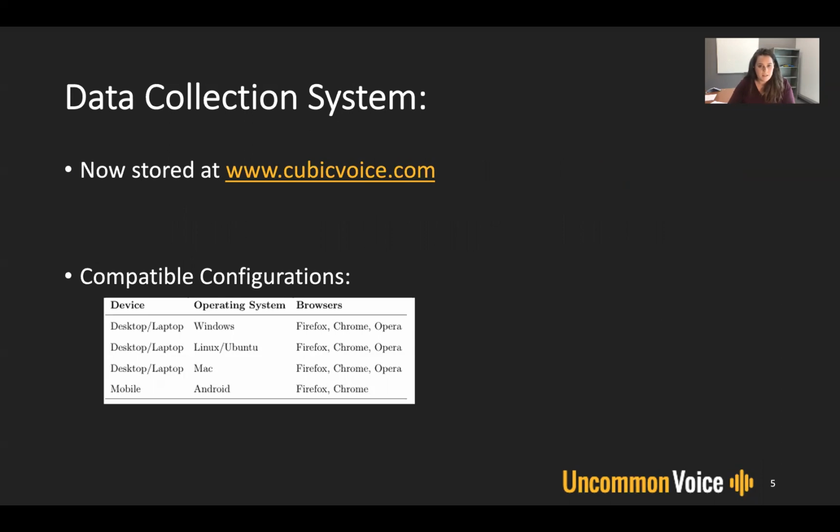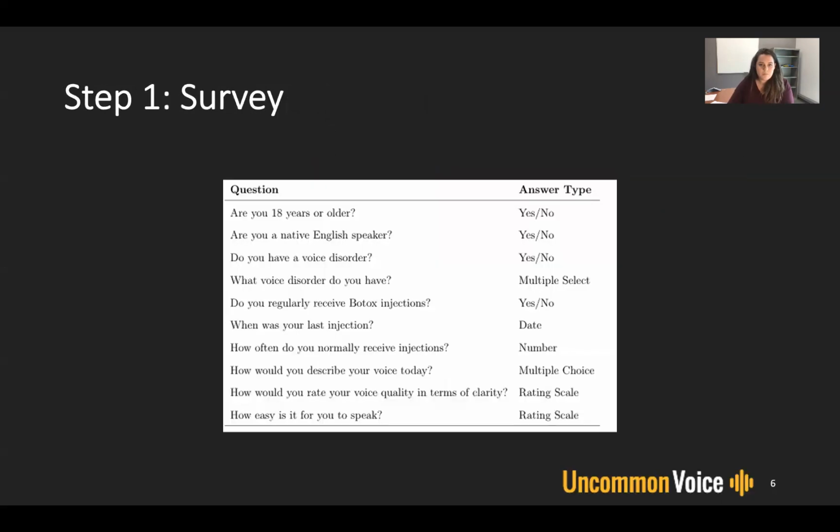And this data collection system facilitated the recording and was compatible with many configurations. The one combination that it was not compatible with was mobile, so anything with iOS, so iPads and iPhones. This is one of the limitations of our design, is that we were unable to record from a browser on iOS devices. But for pretty much any other configuration, you were able to record.